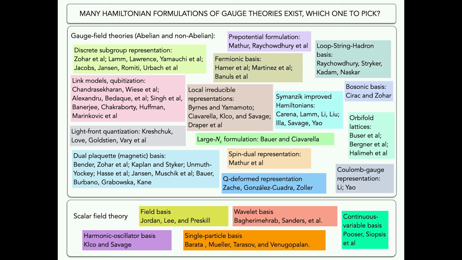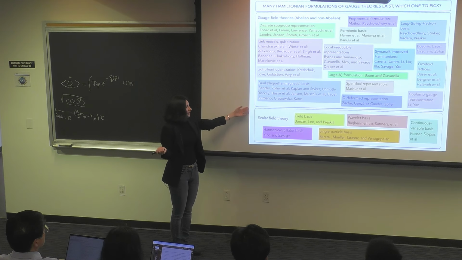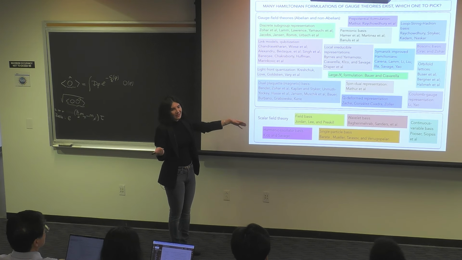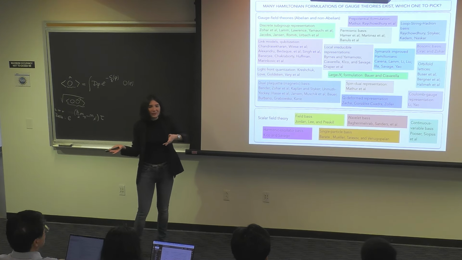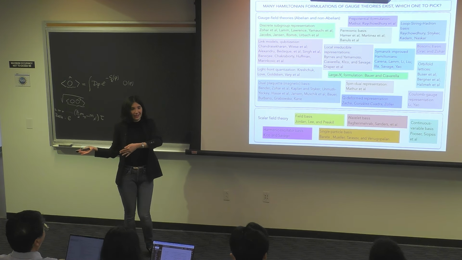Discrete subgroups, pre-potential formulations, loop string hadron formulations, purely bosonic bases, purely fermionic bases, orbifold lattices, spin dual representations, you just name it. Okay, so there are so many different options. Even for a simple theory like a scalar field theory, there are so many different options. Just like in quantum chemistry, right? You can think about momentum representation or position representation.